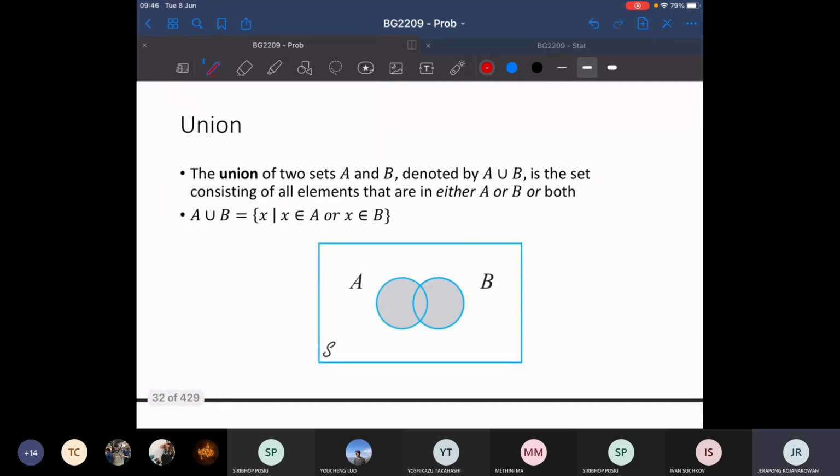The next one that we're gonna do is called the union. The union, the keyword is gonna be the "or". A union B, this is the symbol that we're gonna use. A union B is a set of X when X in A or X in B. X could be in A or X could be in B. Therefore, A union B is gonna be this guy.